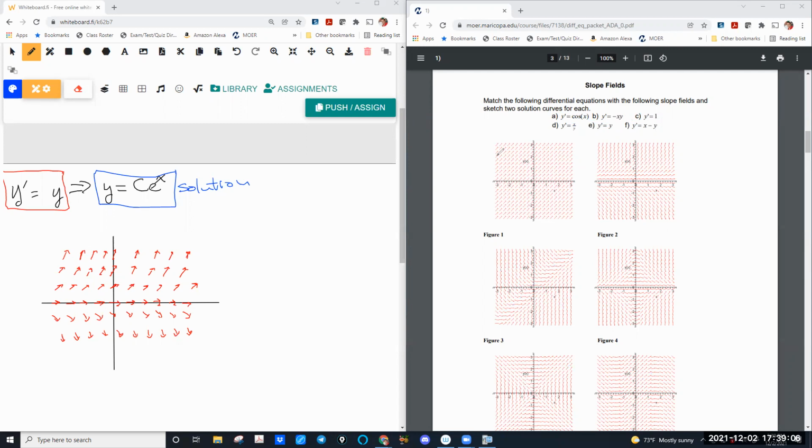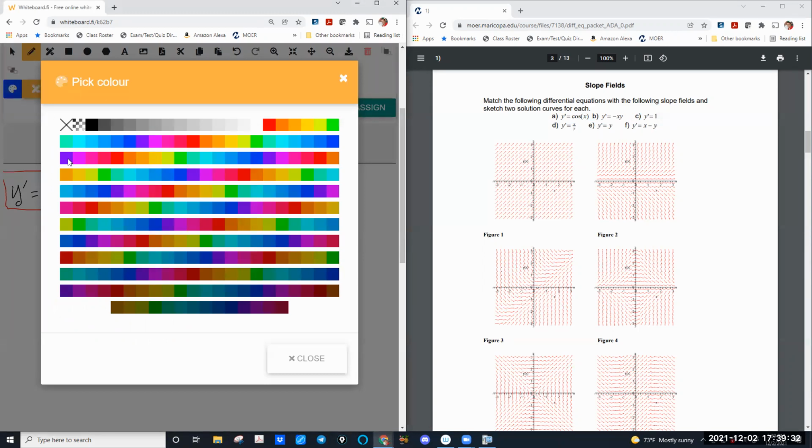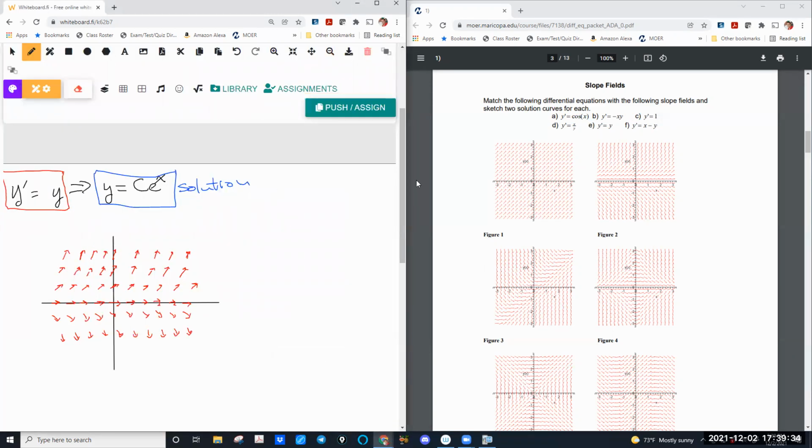All right. Now, we talked about initial value problems before, and that's how we find the C. Well, when we don't know the C, what we get is a slope field. But once we turn this into an initial value problem, then we can actually get the unique curve. Okay, so let's turn this into an initial value problem.